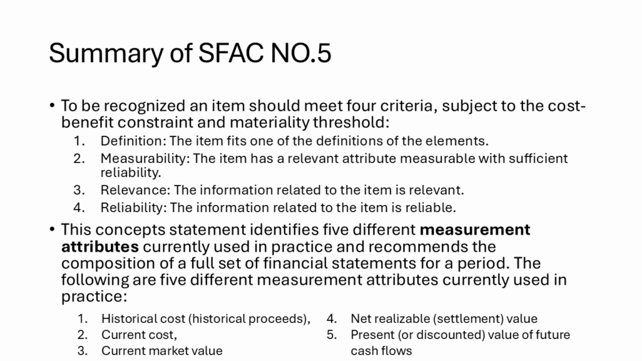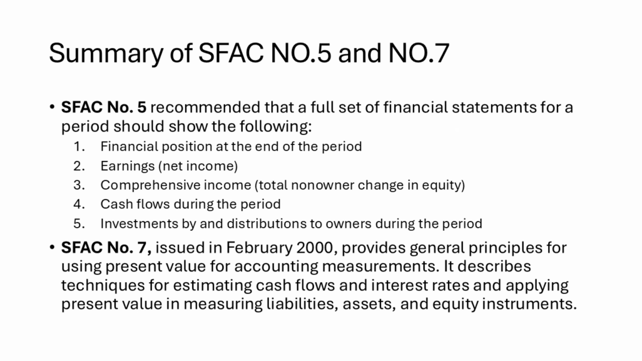So SFAC number 5 recommends that a full set of financial statements for the period should show the following. One is financial position at the end of the period. Second is earnings, or we can say net income. Third is comprehensive income, or total non-owner changes in equity. Number four is cash flow during the period. Number five is investment by and distributions to owners during the period.